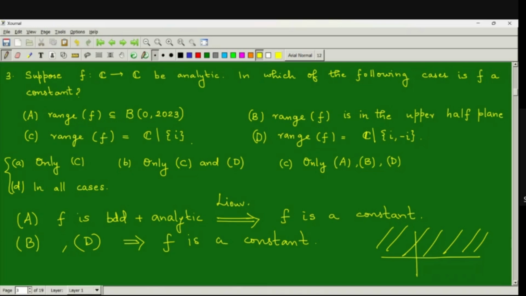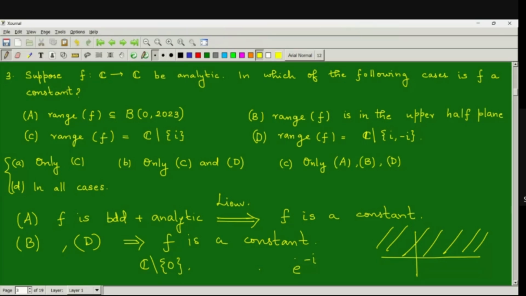So if the question would have this, the answer will come in 1 or 2 seconds. Give me an entire function whose range is C minus {i}. What? e to the power 1 minus i? This is a constant, right? Sorry, e to the power z minus i then.